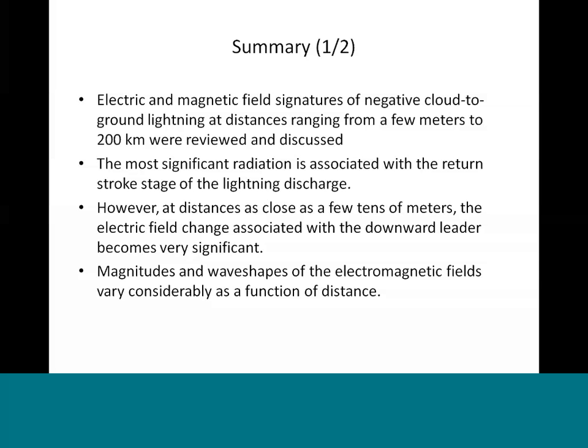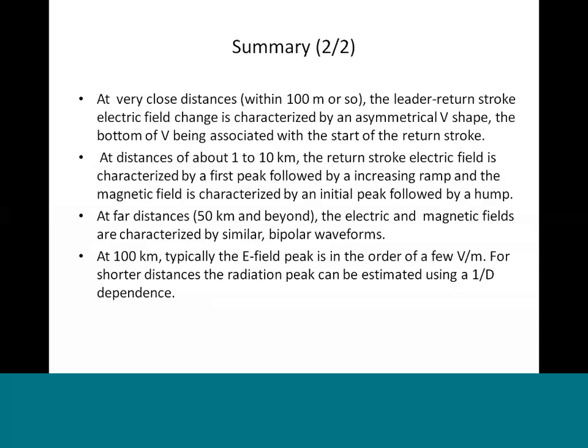However, at a distance as close as a few tens of meters, the electric field change associated with the downward leader becomes very significant due to closeness to the lightning incidence. And the magnitudes and wave shapes of the electromagnetic fields vary considerably as a function of distance, as we see for natural lightning. At very close distance, within 100 meters or so, the leader return stroke electric field change is characterized by an asymmetrical V shape, the bottom of the V being associated with the start of the return stroke.